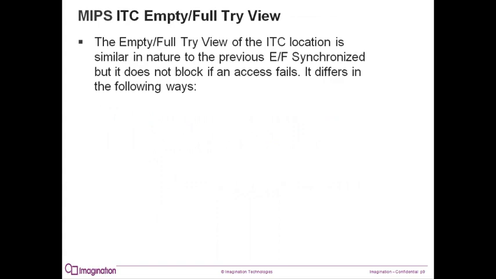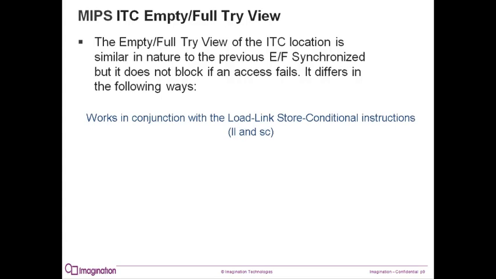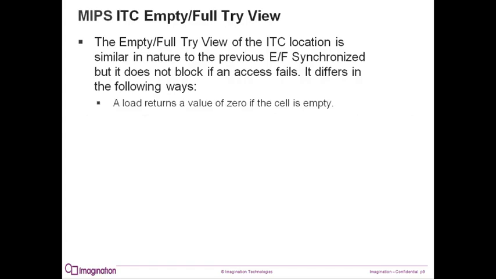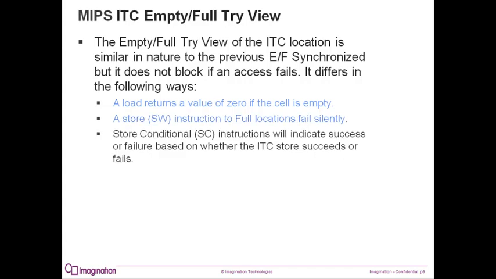The empty full try view is similar to the previous empty full synchronize view, but it is intended to work with a load link store conditional instruction. Instead of blocking, a load will return a 0 if the cell is empty. A store to a full location will not block but just fail silently. But a store conditional instruction can be used to tell if the store succeeded or not.